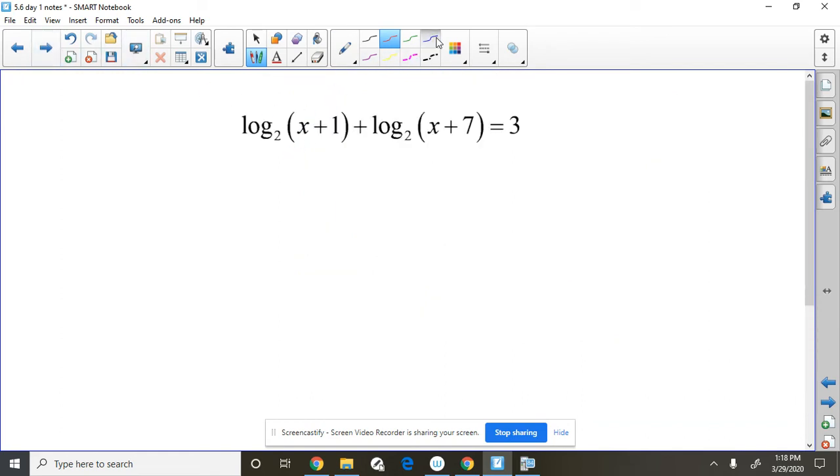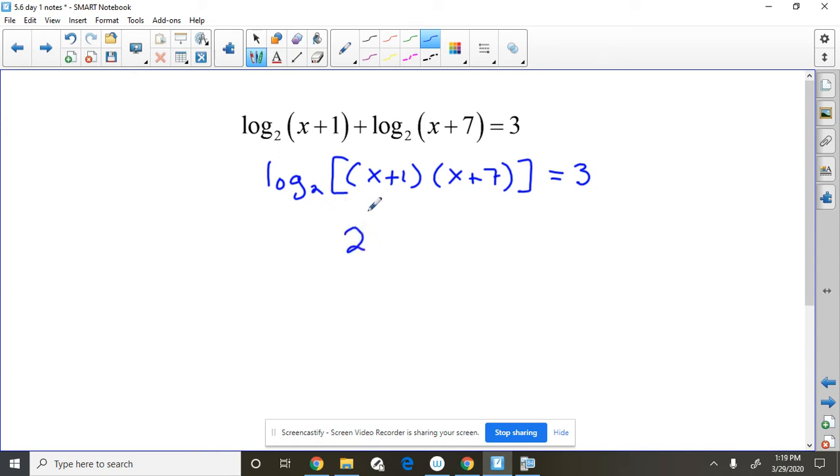Our second example begins like a lot of the problems we did the other day. I have two logs added on this side, and again, I'm equal to a number. So I'm going to combine these to start, log base 2, and since they're added, I'm going to multiply x plus 1 times x plus 7. And again, I'm at the point where I have a log equals a number. There's one logarithm on this side and just a number on the other side, so I need to change to exponential form. The base of the logarithm is the base of the exponent. Logarithm's equal to the exponent, so it's 2 to the third equals this whole argument.